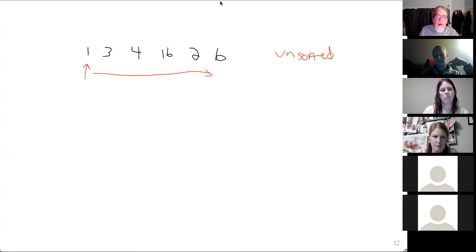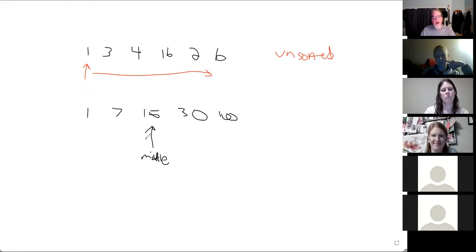Where if it's sorted, you have 1, 7, 15, 30, whatever it is, 100. If it's sorted, you know you can go to the middle of the group and see what the value is, at this middle value. Boy, it's hard to write with your mouse. At the middle value, okay? And if I'm looking for a 5, I know I have to go left of here. If I'm looking for a 25, I have to go right.